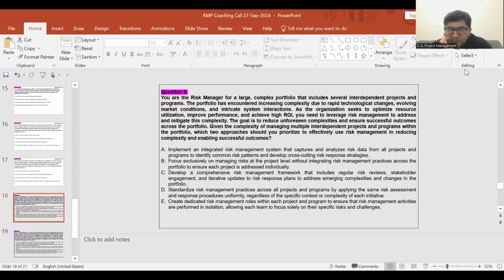B, focus exclusively on managing risk at the project level without integrating risk management practices across the portfolio to ensure each project is addressed individually. So B also, I eliminate B because it's saying focus exclusively at project level, not at program level or operation. So A and C are the right answers. A and C, yeah, A and C.